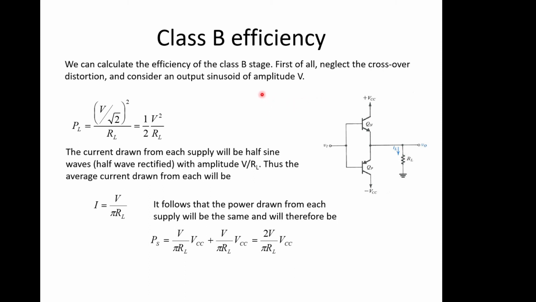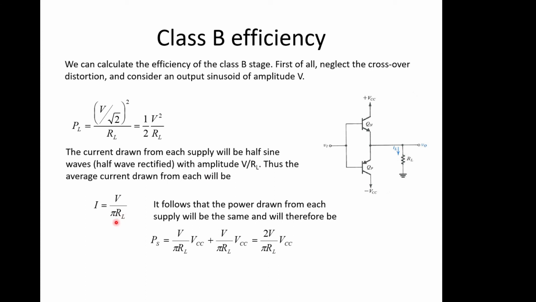And again, the power to the load is going to be the same as it was before, V squared over R, or the square of the RMS V over R. The current drawn from each supply will be half-wave rectified half sine waves, and they will have amplitudes V over RL, where V is the amplitude of the input signal, and in the best case that will be the same as the supply voltage. And the average current then drawn will be V over pi RL, and I'll show you where that comes from in a minute.